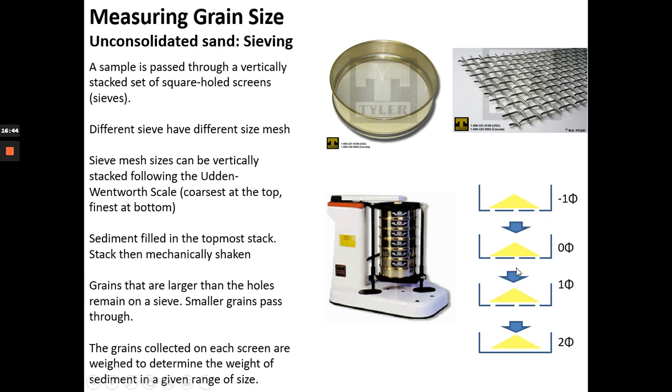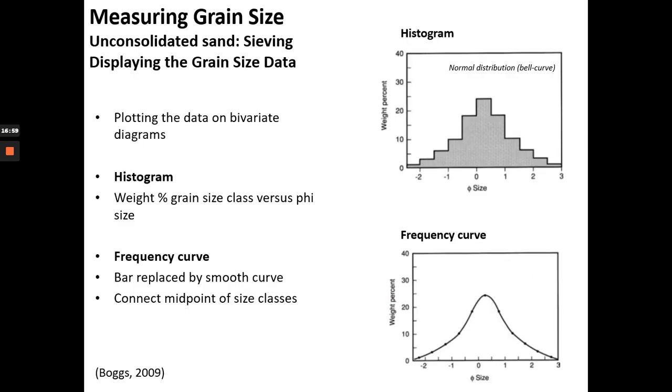Okay, and you can display the grain size data as bivariate diagrams. For example, you can plot a histogram, grain size, 5 units here, going from coarse to fine in this case, versus weight percentage, 0 to 40% in this case. Okay? So you can draw a histogram. In this case, it's a nice normal distribution, like a bell curve. Or you can plot it as a frequency curve. The bar is replaced by a smooth curve, just connecting the midpoint of each size class.